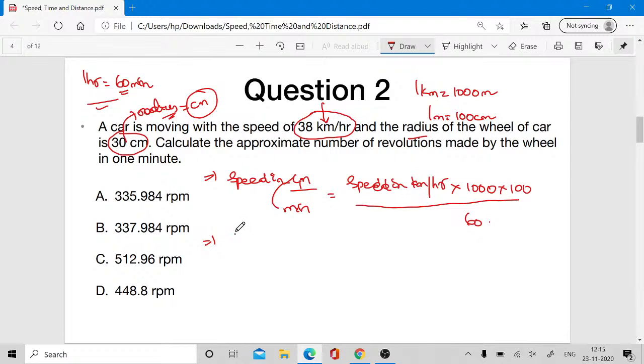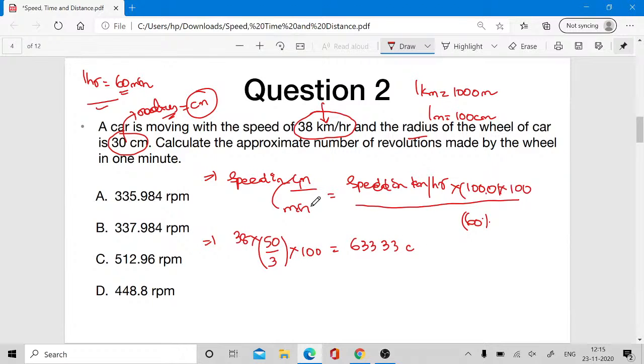Speed in kilometer per hour is given, 38 into 1000 by 60. I can easily write this as 50 by 3, into how many centimeters? 100. So 38 into 50 by 3 into 100. When you calculate this, you will get the answer as 633.